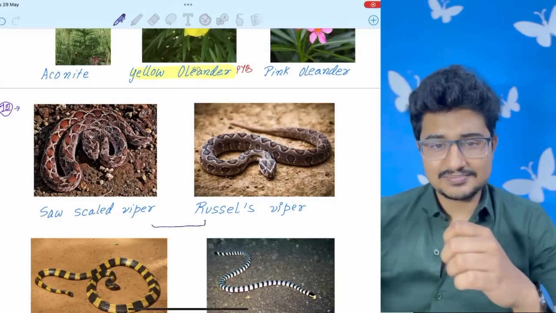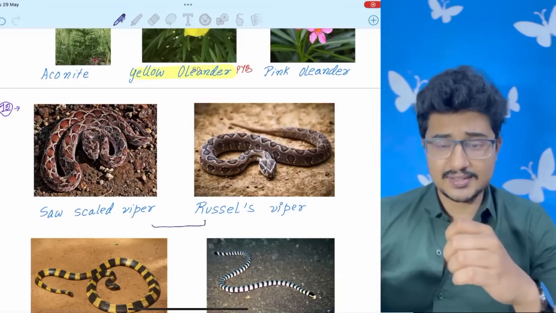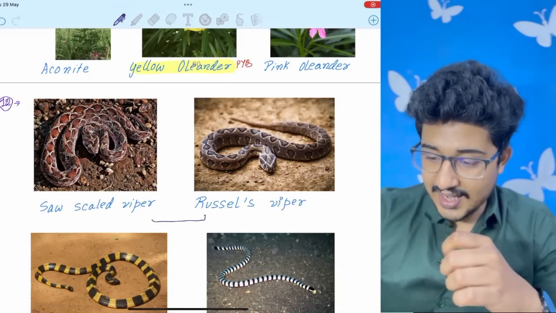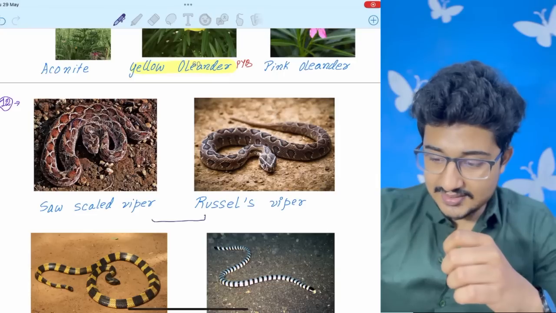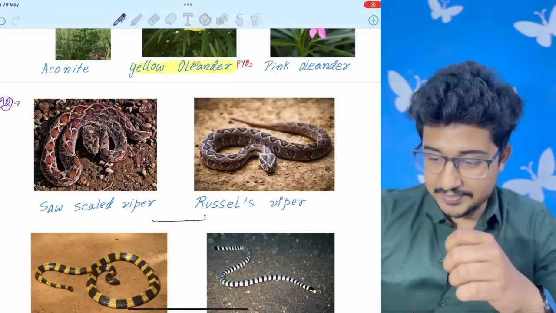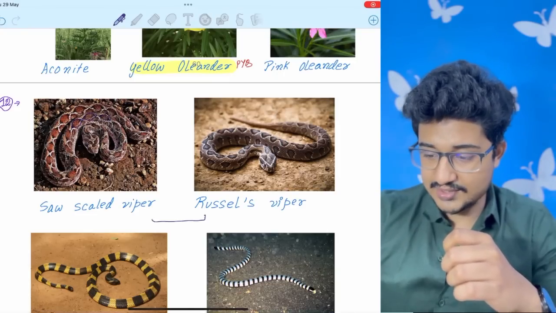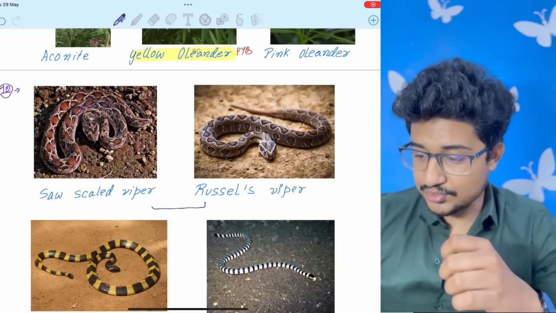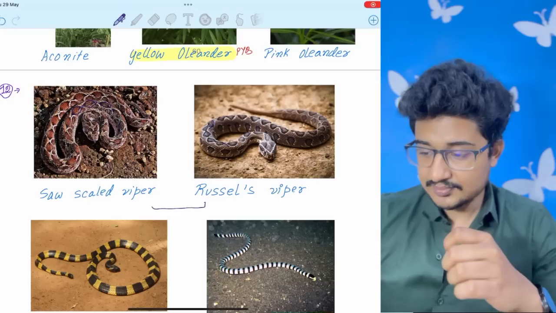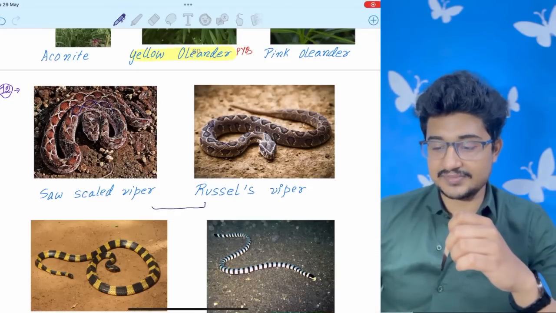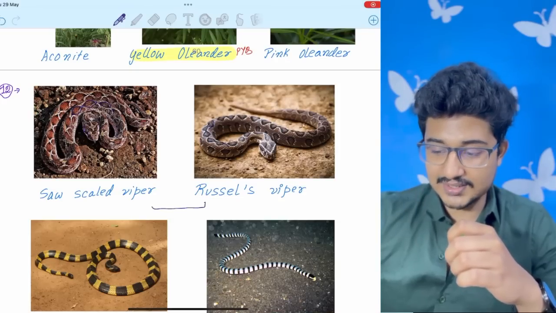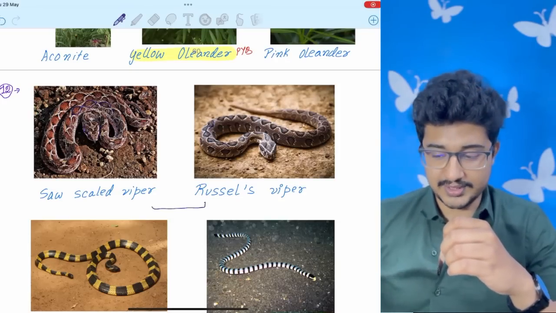Saw-scaled viper lives in deserts, in Rajasthan, so it has a more rough look, as you can see. And these figures, these trapeziums are not fusing, as you can see. In case of Russell's viper, these are mostly fusing, and the color is also a bit different. The head of the saw-scaled viper is also thicker, and it is more rough looking.